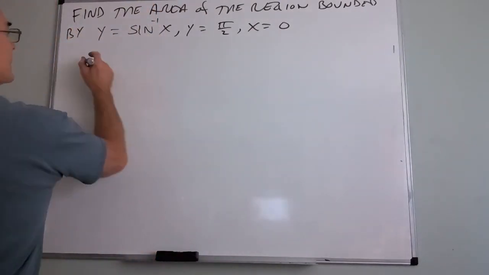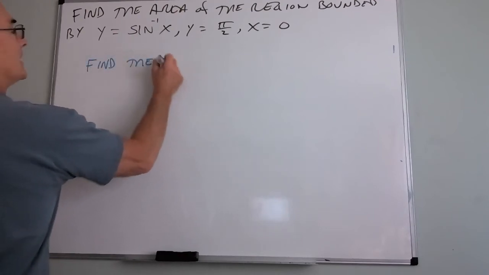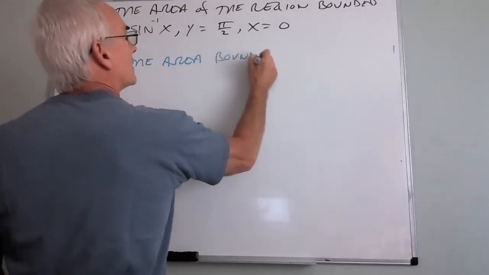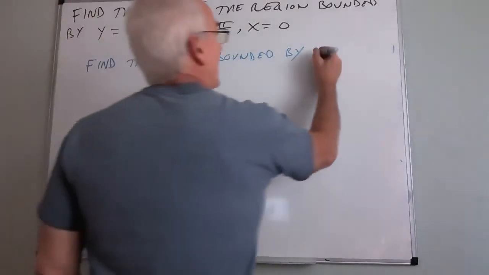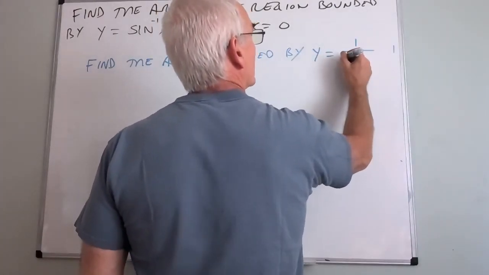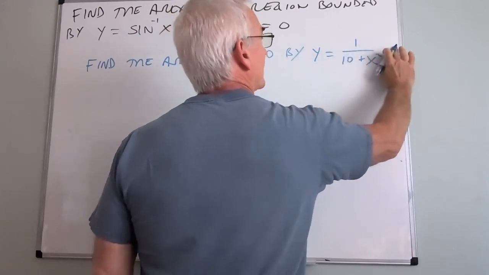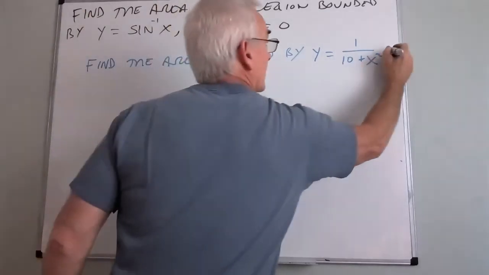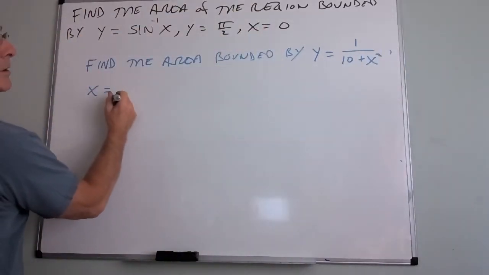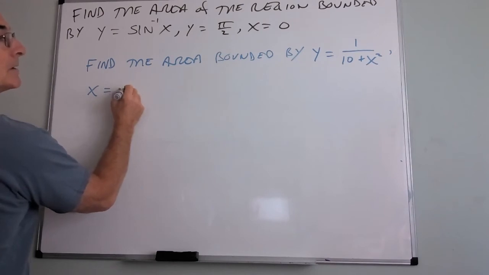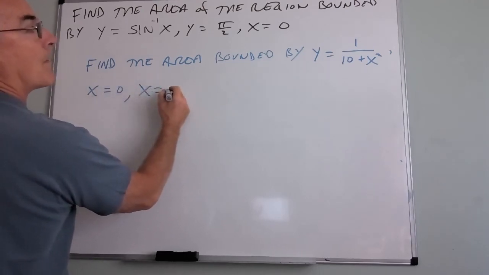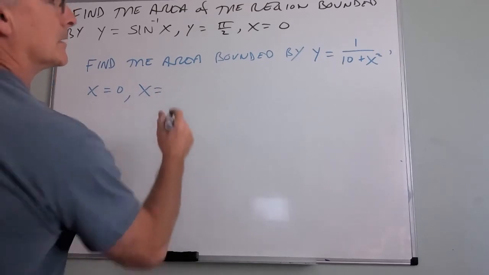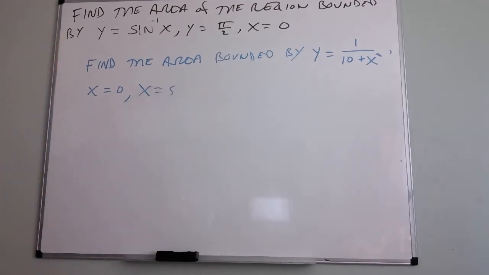So let's try another one. Let's find the area bounded by, let's keep this simple, y equals 1 over about 10 plus x squared, sorry, comma, x equals, I'll just go x equals 0 and x equals 5. I don't want this to be too huge.